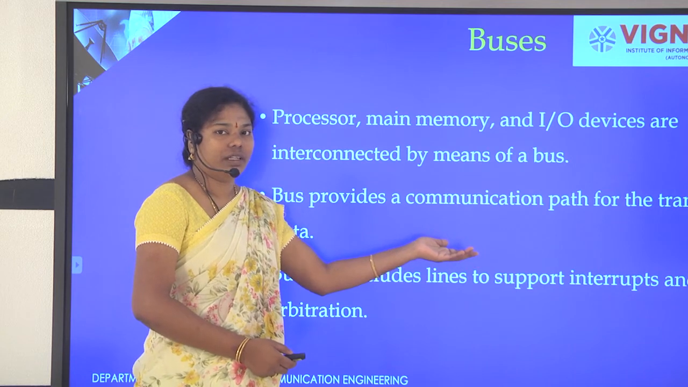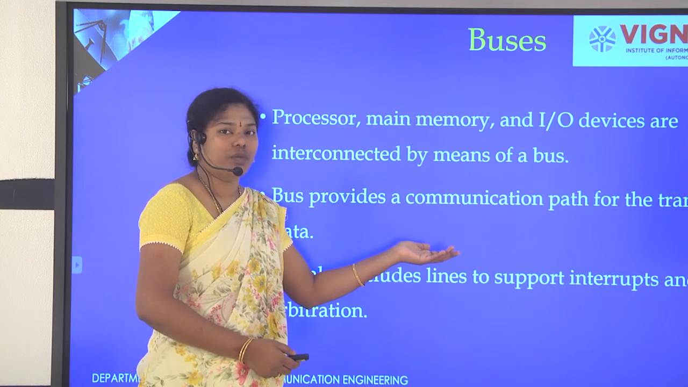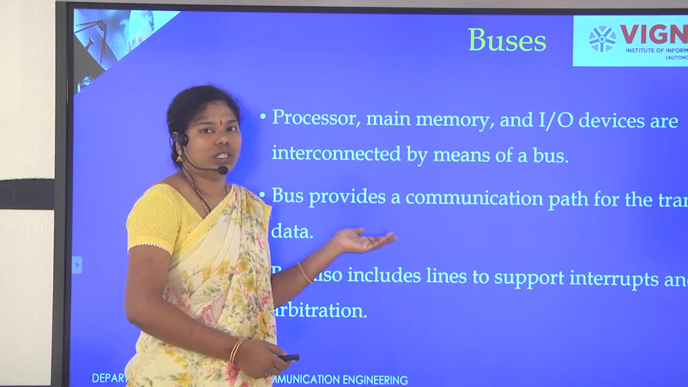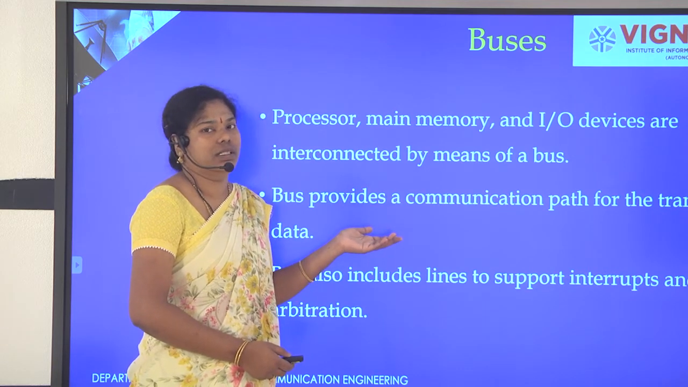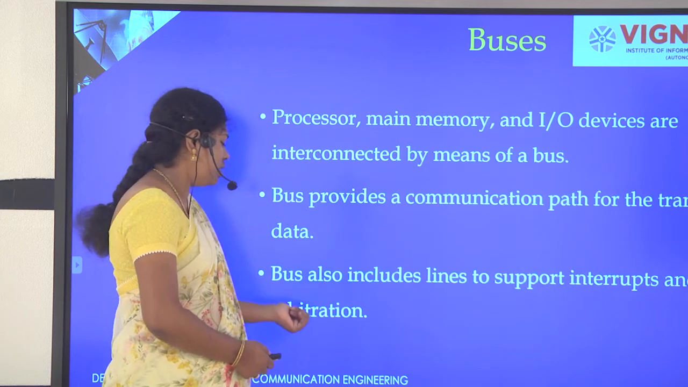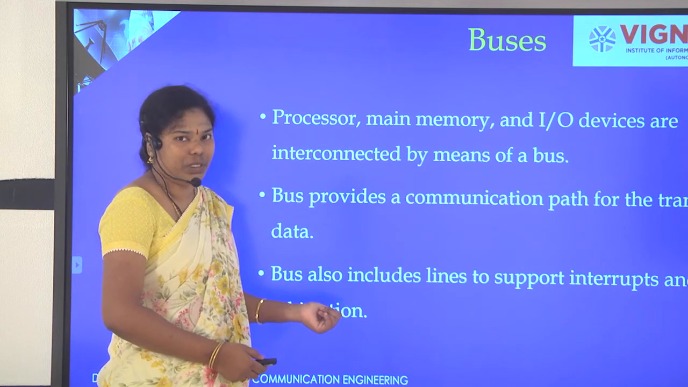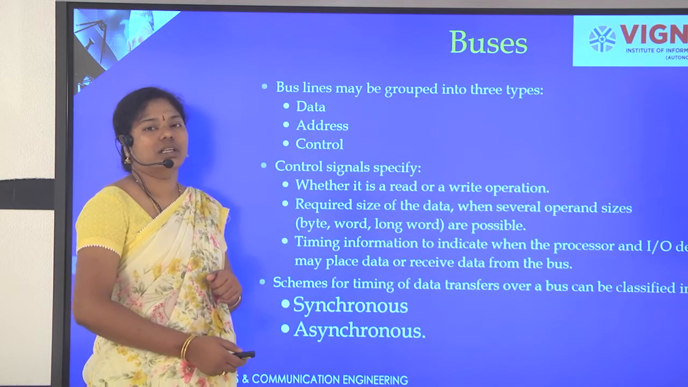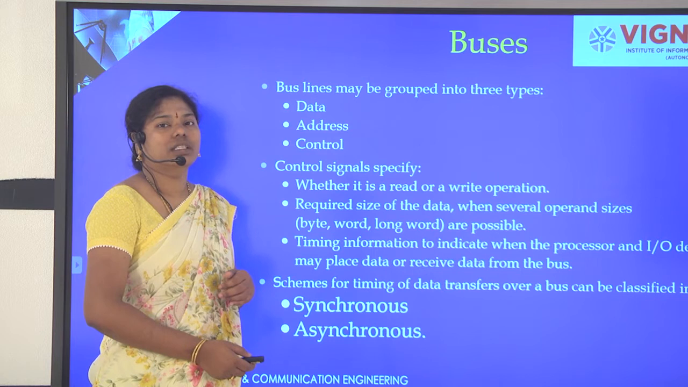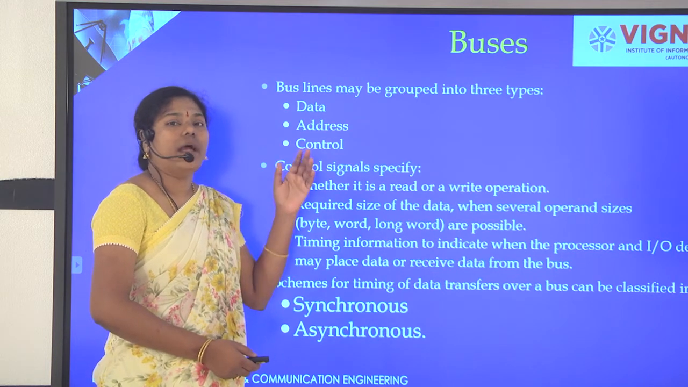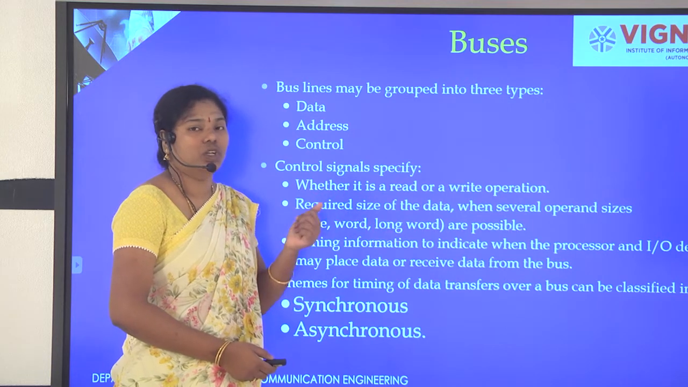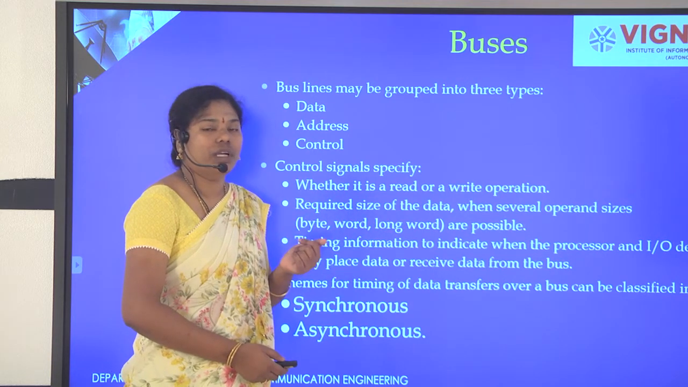If you are connecting IO devices, the IO devices interrupt the processor by using these control signals, that is by using these buses. At the same time, these are also used for arbitration purposes. Let's see what the different types of buses are. The buses are basically categorized into three. There is the address bus, which identifies the address of the memory location and the address of the IO devices.